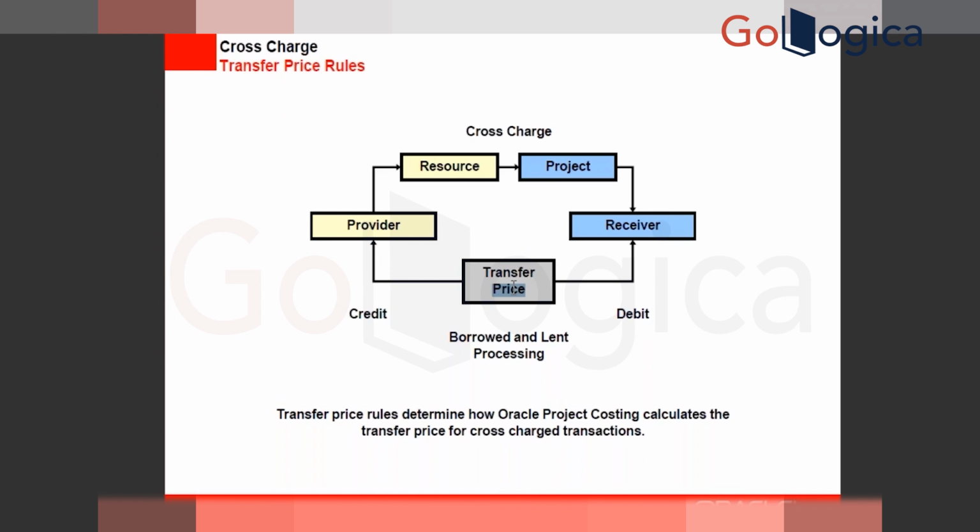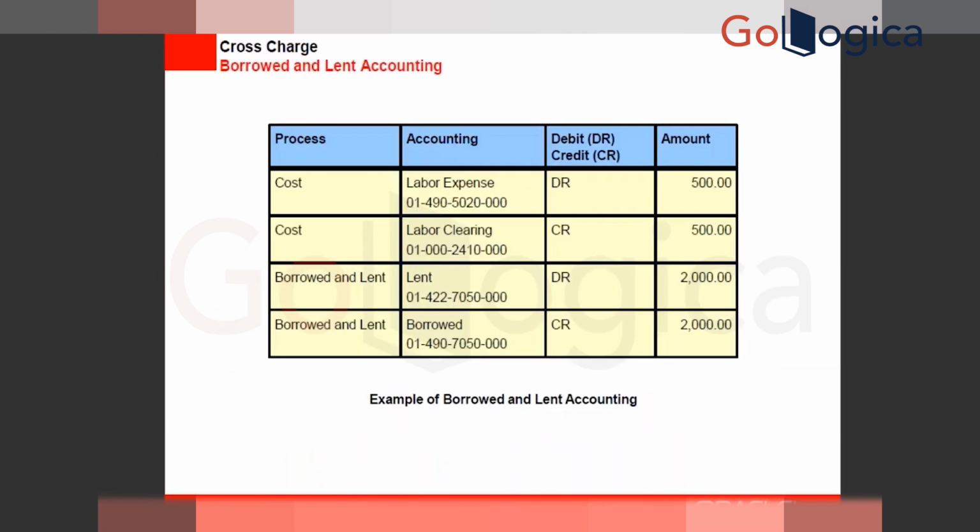Coming to this particular rule, it's purely the borrowed and lent part, only the accounting entries. With the help of accounting entries, on the provider side I'll be hitting this, and on the receiver side I'm going to debit the receiver and credit the provider, based on this particular accounting structure. The lend account will be debited and the borrowed account will be credited in my books. My actual rate is 500 for that labor resource, but based on my cross charge price, I'm going to charge 2,000. Your books will be adjusted accordingly. That's where the borrowed and lent talks about.